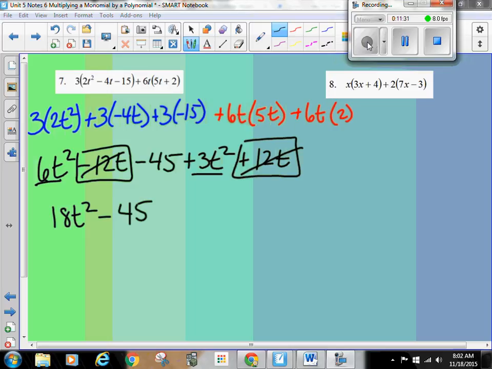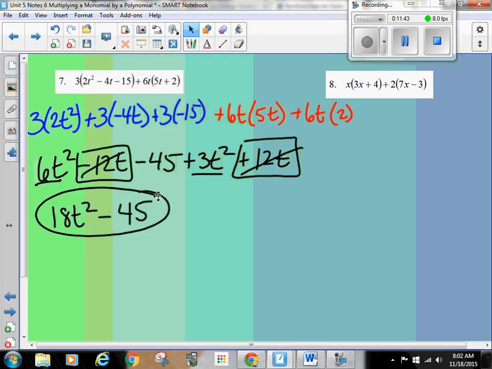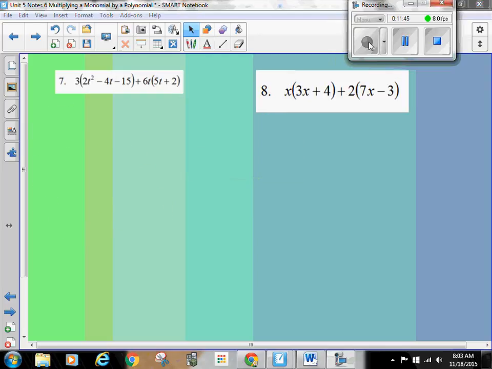All right, notice with this one that the negative 12t and the positive 12t are going to cancel, and so we're ending up with 18t squared minus 45 for our solution. All right, let's move on to the next problem.